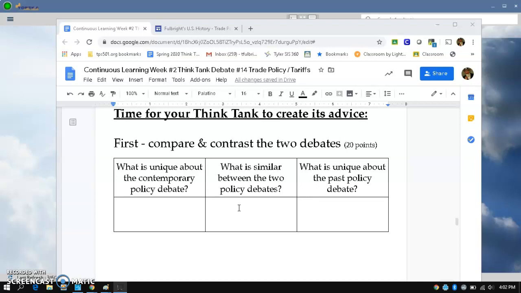Let's make our comparison. The similarity, in both cases, we're talking about trade policy and tariffs. In the past, this was going to be a tariff that would apply to all countries importing goods into America. The contemporary policy is just a deal between the United States, Canada, and Mexico.